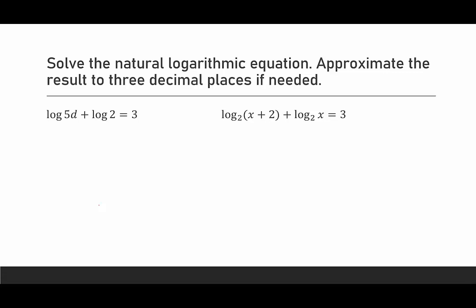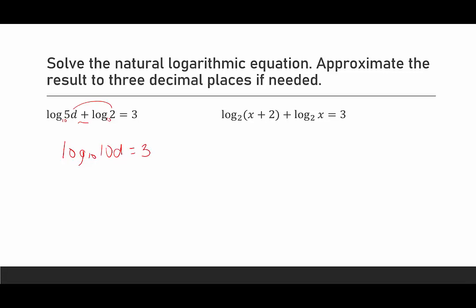So in our first two examples, we need to combine into one logarithm because we have two logarithms, and that's not good. Since they have the same base, and no base is given, so that's assumed to be base 10, we can combine them using multiplication. This is same base multiplication. So we can write this as log base 10, and then we multiply the arguments. 2 times 5d is 10d, is equal to 3.